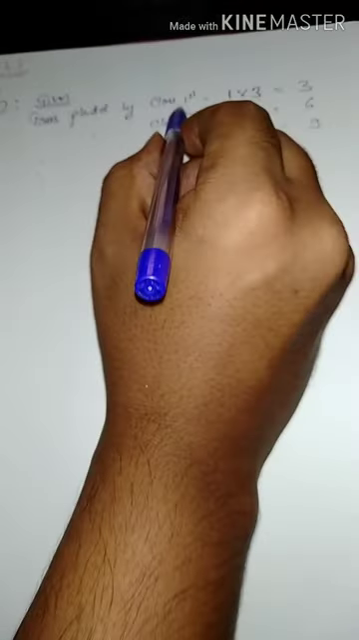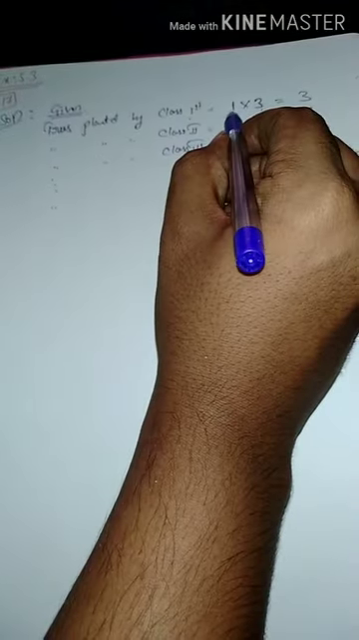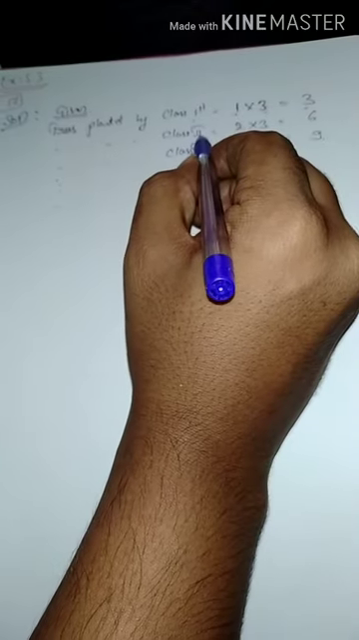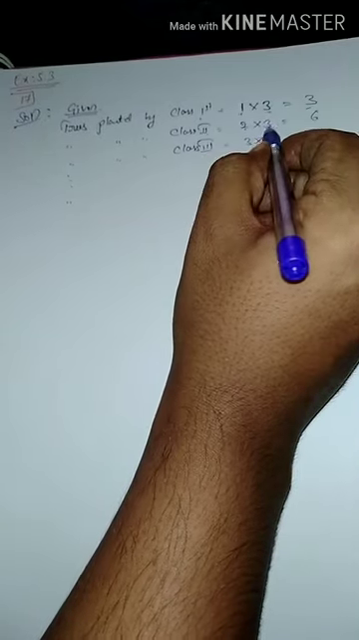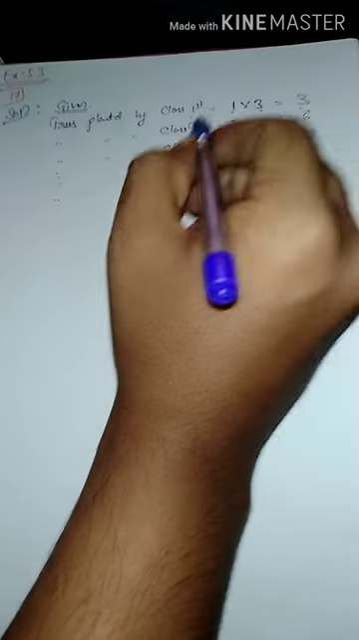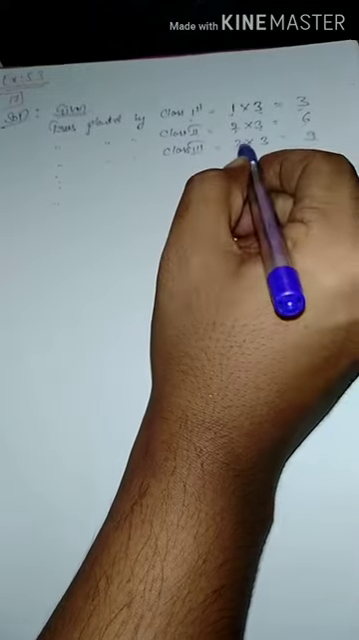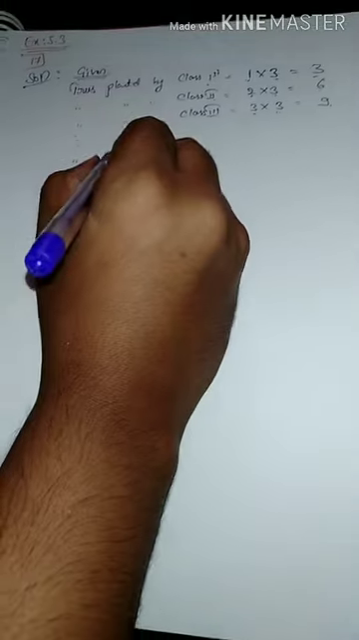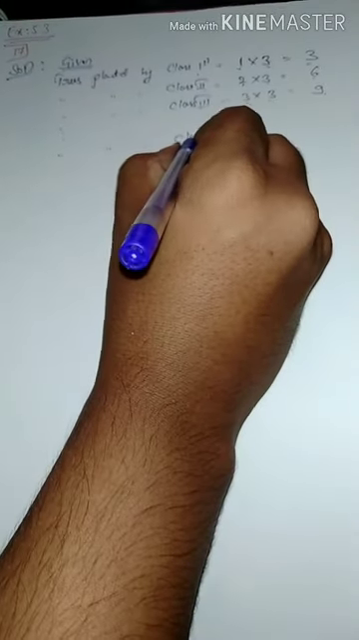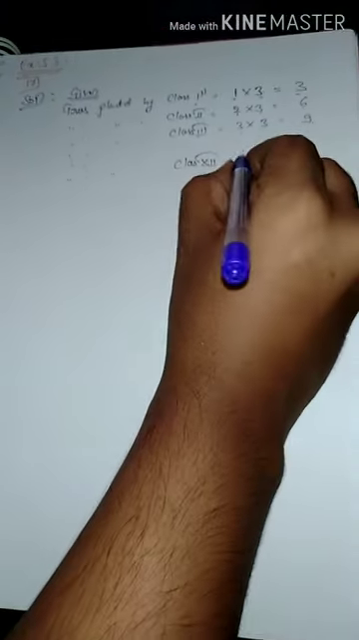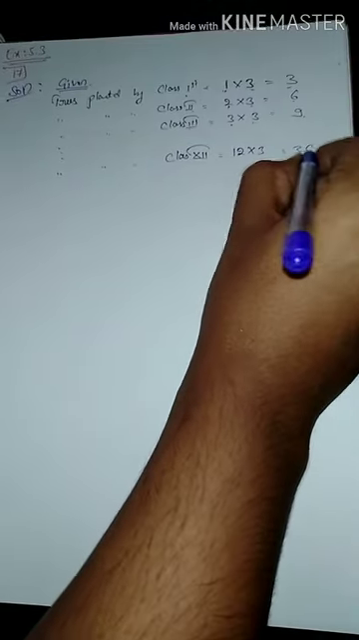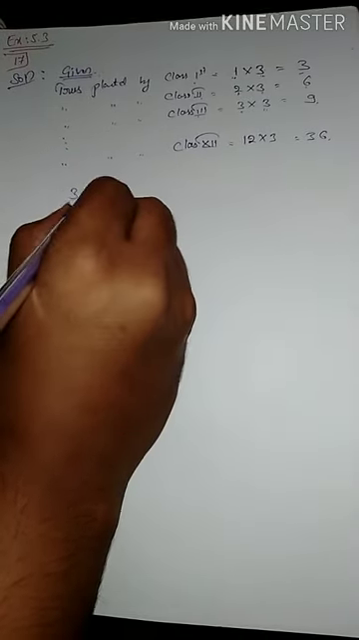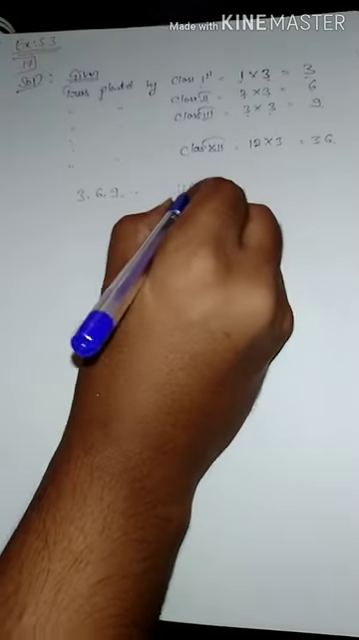So here class first students will plant 1 tree and the number of sections are 3. So 1 into 3 is equal to 3. And class 2 students will plant 2 trees and the number of sections are 3. So 2 into 3, 6. And class 3 will plant 3 trees and the number of sections are 3. 3 into 3, 9. In the same way, trees planted by class 12 students is 12 into 3 is equal to 36. Hence the series is 3, 6, 9, and so on, 36.